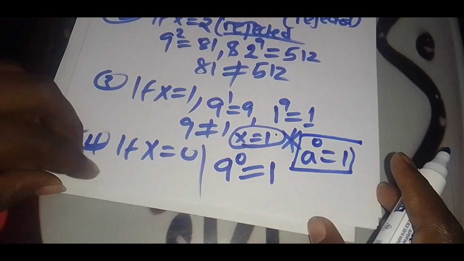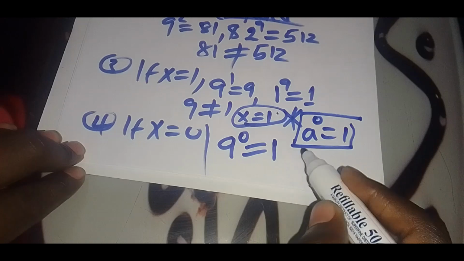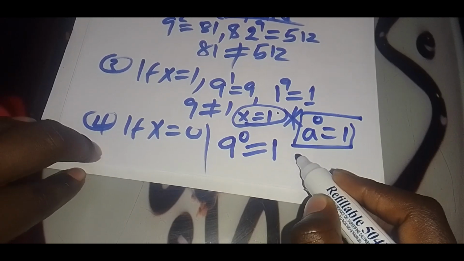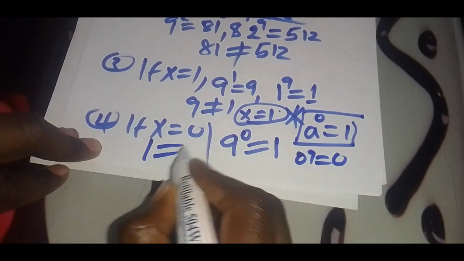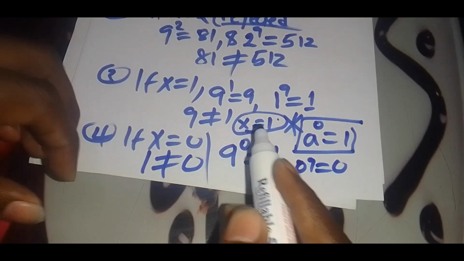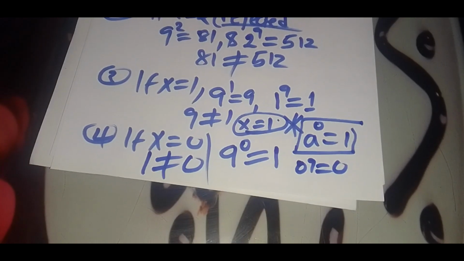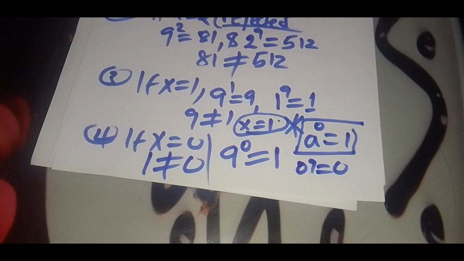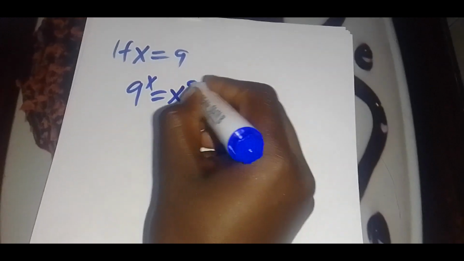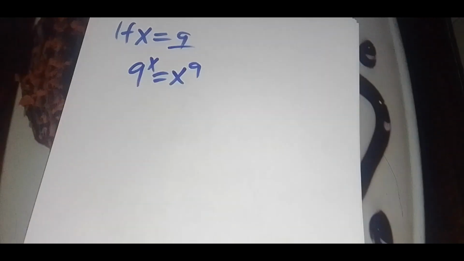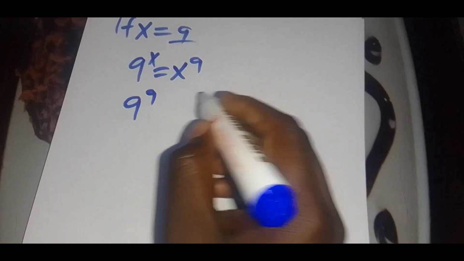Now, if you have 0 raised to power 9, this is equal to 0. So that means that 1 is not equal to 0, so x equal to 0 does not satisfy the equation. Let's test if x equal to 9 satisfies the equation. Remember, we have 9 raised to power x equal to x raised to power 9. So let's substitute the value of x. So you have 9 raised to power 9.